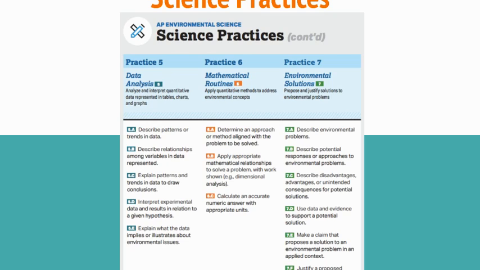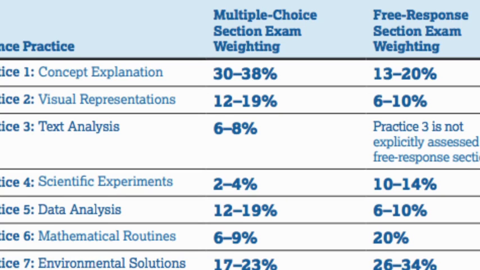And then lastly, practice number 7, that is environmental solutions. That's probably one of the biggest practices in our course, is understanding what the problem might be and what might be the appropriate and relevant environmental solution. And so once again, here's just kind of the breakdown on the multiple choice versus the FRQ section of how each practice or skill is going to be assessed.